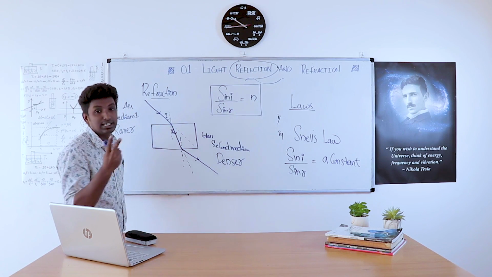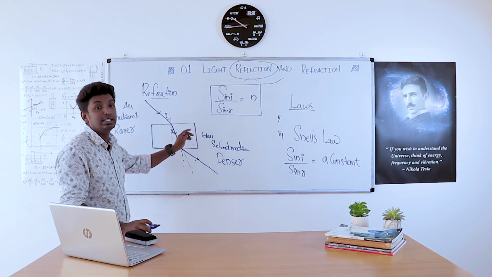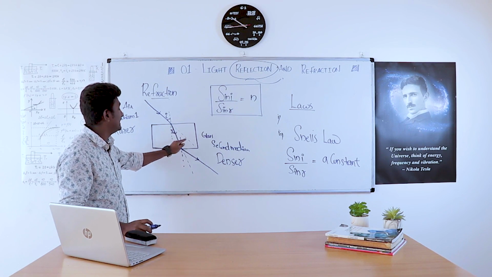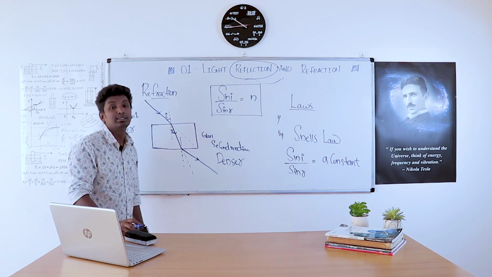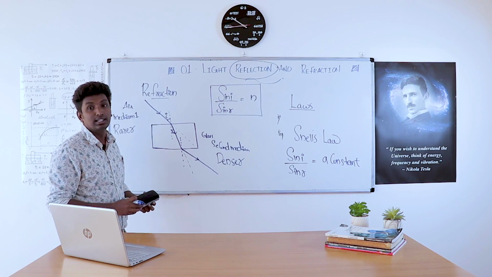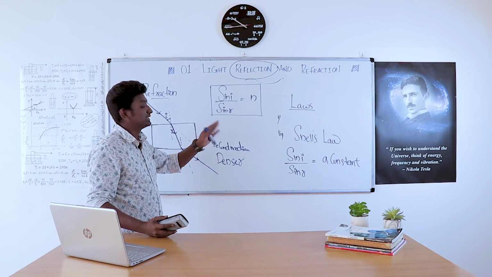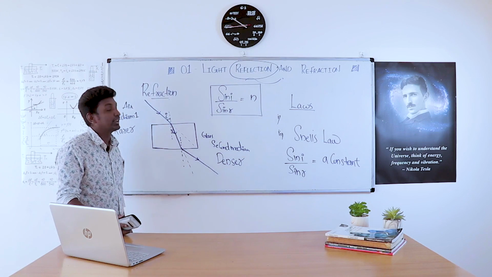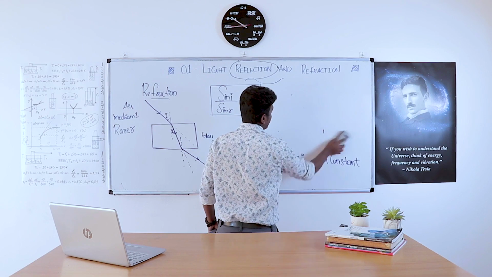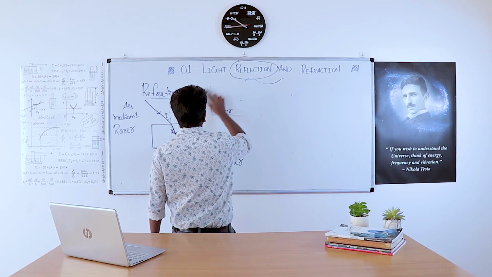So remember these two general conditions. When a ray of light travels from a rarer medium to a denser medium, it bends towards the normal. And when the ray of light travels from a denser medium to a rarer medium, it bends away from the normal. Okay, clear? So the laws are: first, the incident ray, refracted ray, and the normal at the point of incidence lie on the same plane. And the second is Snell's law, that is sin i by sin r is equal to a constant, and that constant is the refractive index.